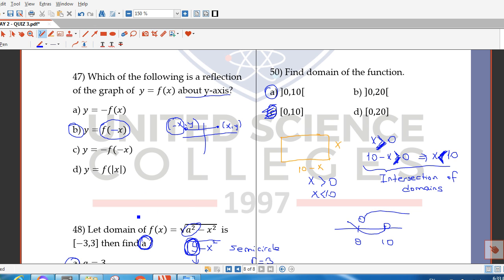It is the end of Chapter 1, Section 3, Quiz 3.